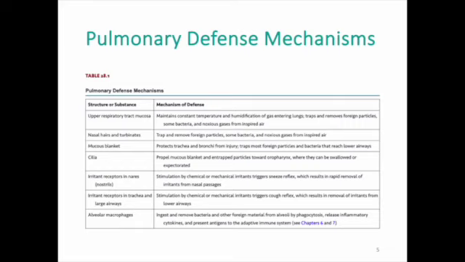And lastly, the alveolar macrophages. If none of the other things have worked to keep foreign particles and irritants out of our lungs, we have alveolar macrophages that can help ingest and remove the bacteria, any foreign material that has made it to the alveoli, by phagocytosis. Through this process, we're releasing inflammatory cytokines, and then we can present antigens to our adaptive immune system to hopefully take over the process.